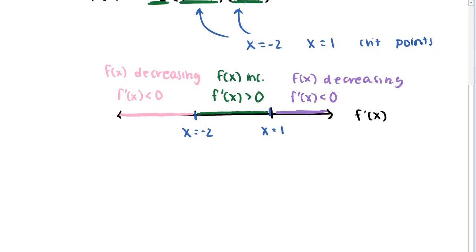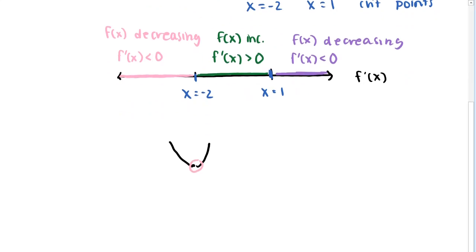And so here, if my function is decreasing to the left of x is equal to -2, then it's increasing afterwards, that's telling me that my function has a local minimum at x is equal to -2. And then if my function is increasing before x is equal to 1 and then decreasing after, well, that's telling me that my function has a local max at x is equal to +1.